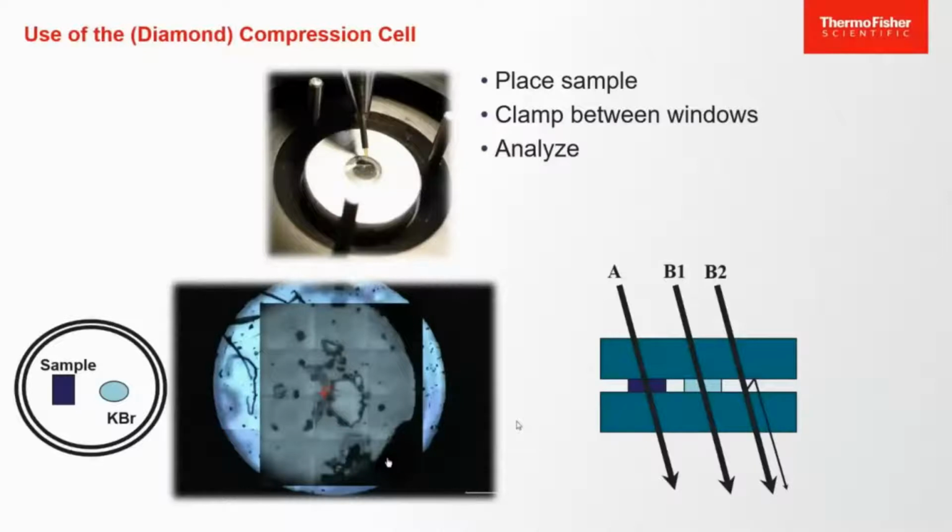One of the key things, if you look in the lower left, is that you need to put a piece of potassium bromide or other IR transmissive sample there. And the reason for that is shown on the right.